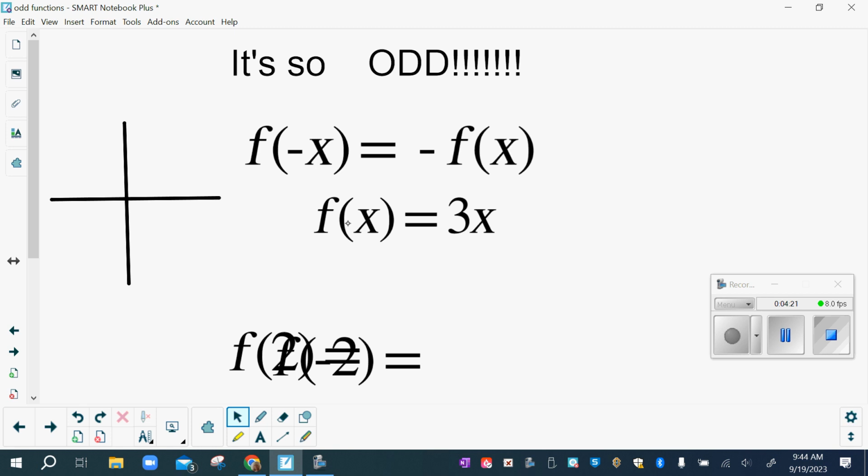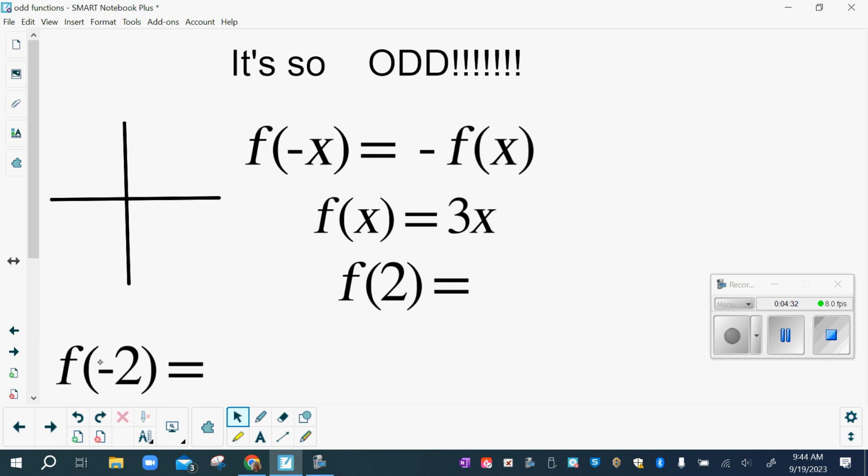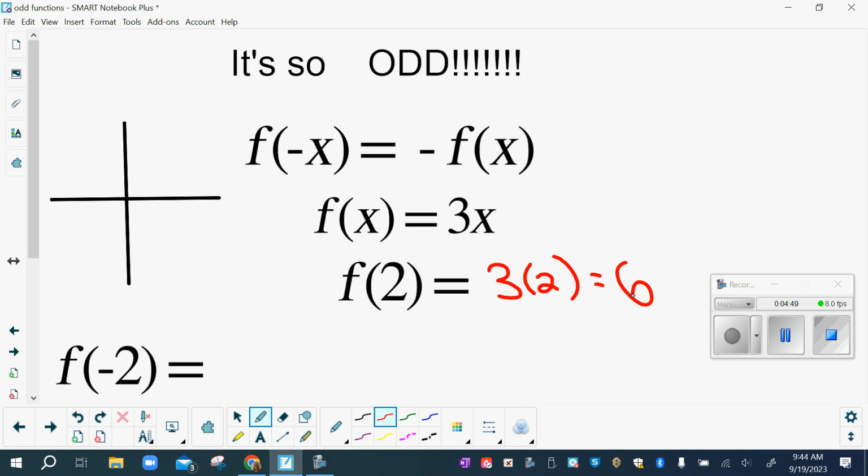Let's try this with numbers, because I understand things better with numbers than with letters. The first thing I want you to do is plug in just 2. Nice and easy. If you're like, really, that's all we're doing, plugging in 2? Yes, that's all I want you to do. I'm going to say 3 times 2. That gives me 6.